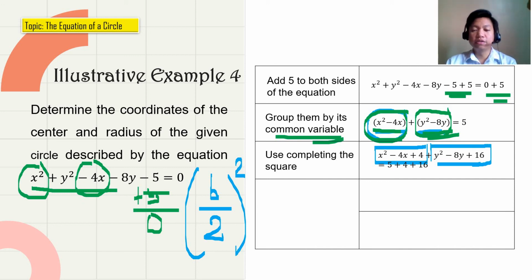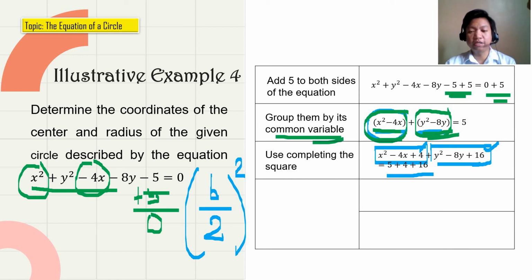At dun sa right side, so equate natin siya sa 5 plus 4 plus 16. So dahil equation nito, kailangan laging balanse ang lahat. Kung ano yung mga in-add mo sa left side of the equation, kailangan i-add mo din siya sa right side of the equation. So nag-add tayo dito ng 4, sa group ng may variable x, at dito nag-add tayo ng 16. Kaya i-add din natin tong dalawang numbers na to doon sa right side at ilalagay natin kay 5. Ipa-plus natin siya kay 5.